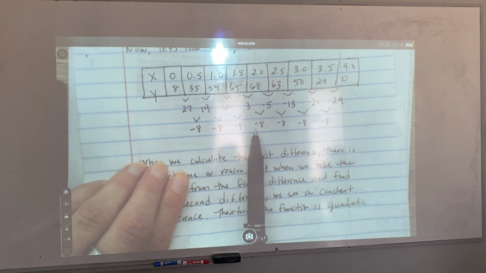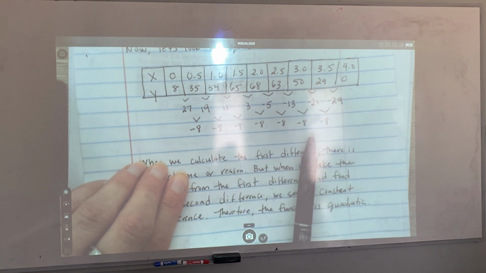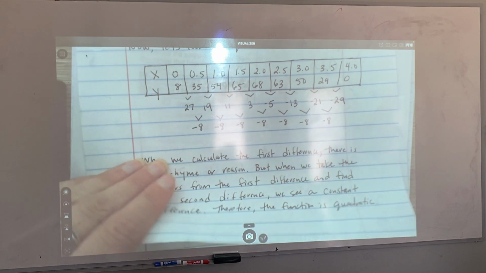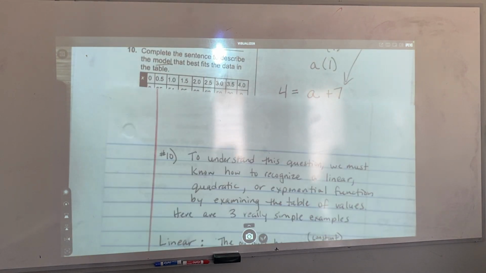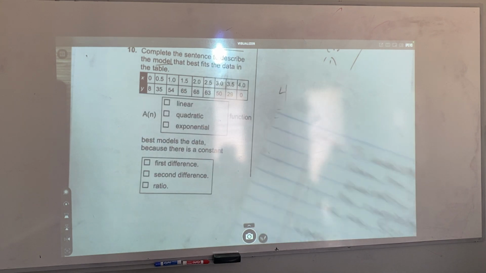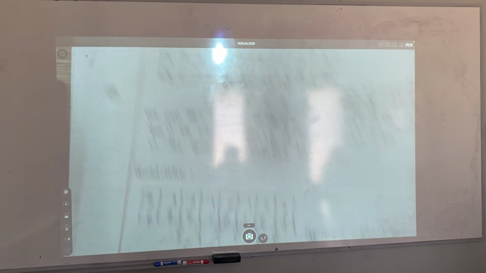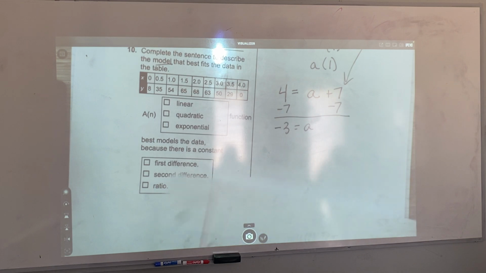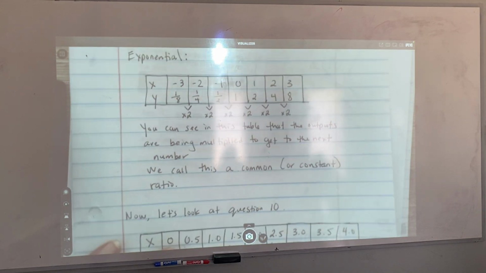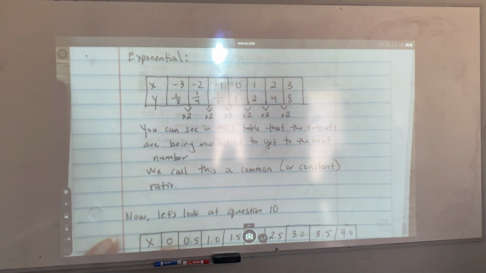So, do you guys see that this is quadratic because it has a second difference? You're going to want to take notes on this when you get home. But you're going to definitely want to pay attention to the third one, because what if that shows up? The third one is exponential. We've studied exponential tables before.